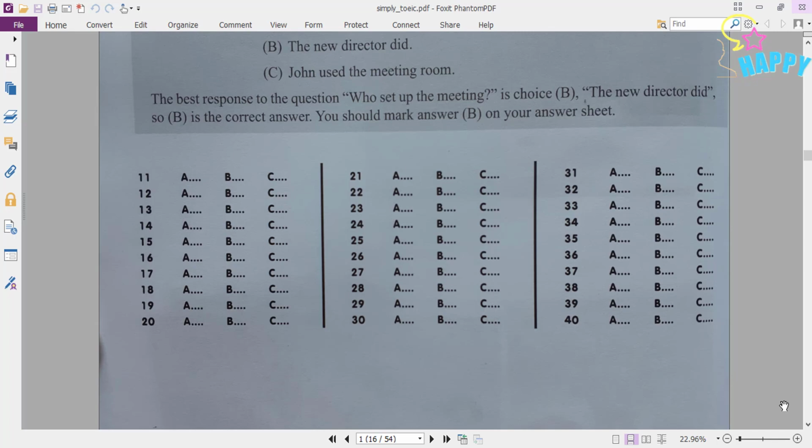Number 33. Why didn't you call to say you'd be late? A. I don't have a cell phone. B. I'll phone tomorrow. C. I'm always on time.